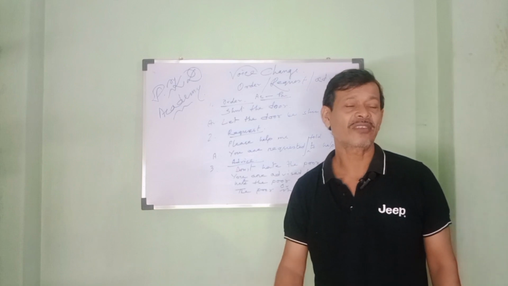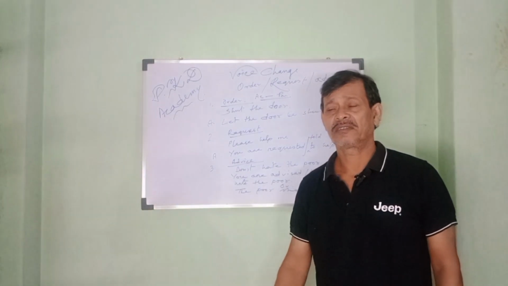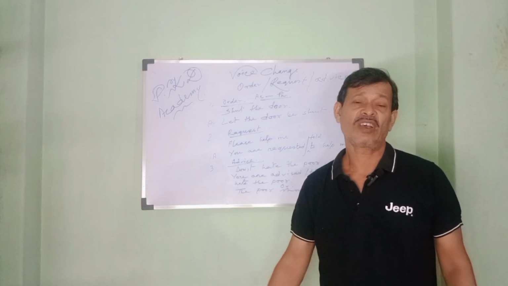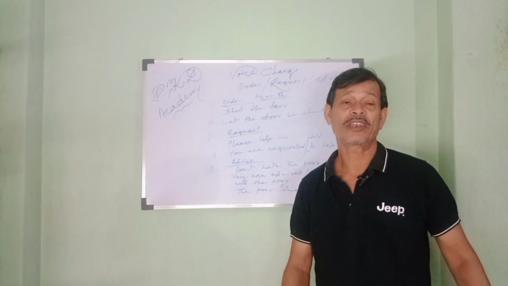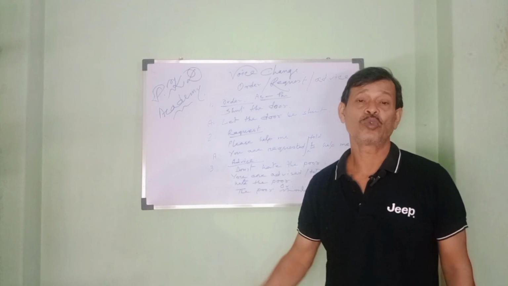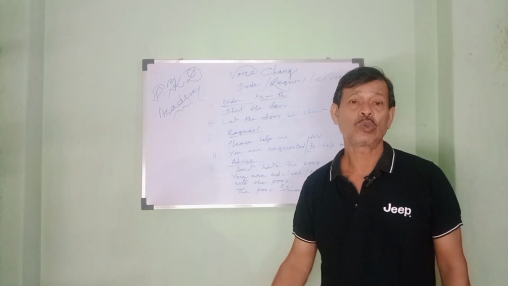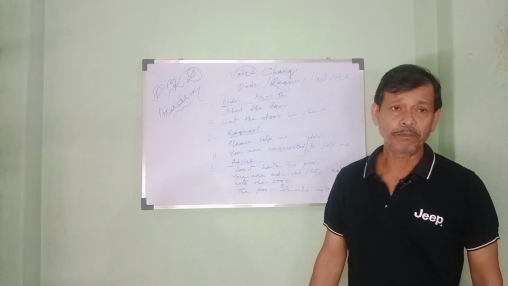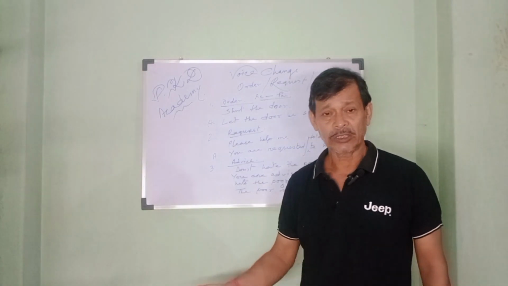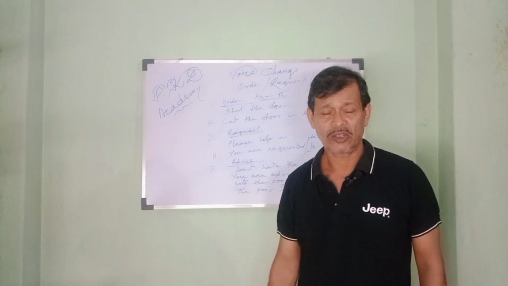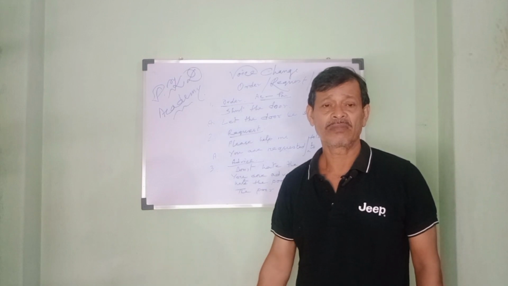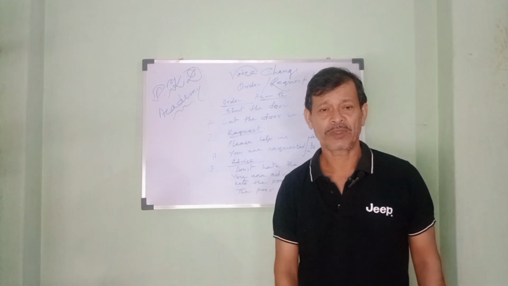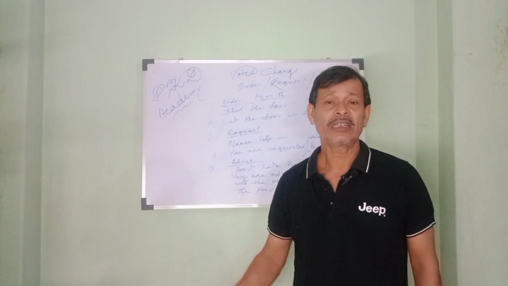In case of request, there are simple rules. At first you write in passive form, you write you are requested, then you add the sentence with to. You are requested to. Suppose the original sentence is please help me. You convert it into passive: You are requested to help me. Only you add to there and help me.